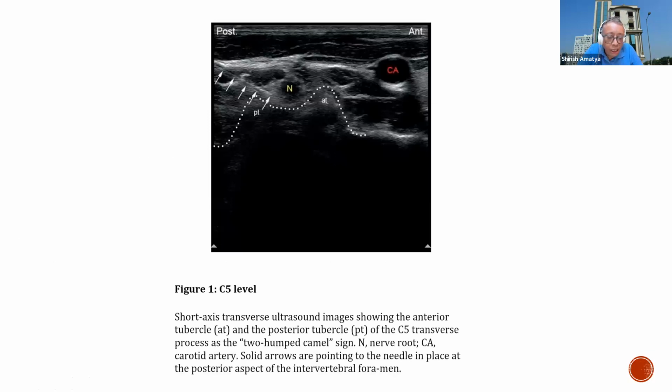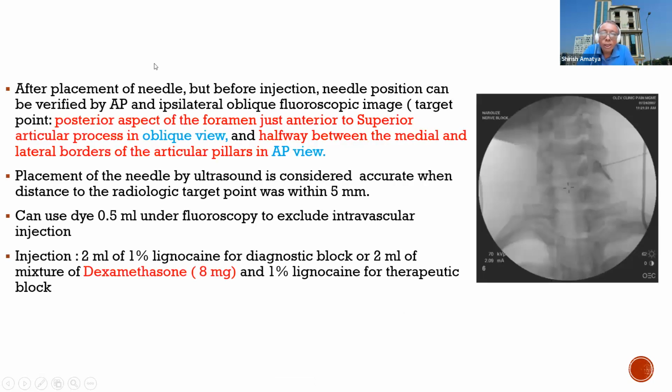Okay, so here we can also use the hybrid technique. Once you achieve this picture with ultrasound, we can also use fluoroscopy to see where my needle is and whether it is safe to inject this area or not. So nowadays the hybrid technique is also used. We first identify the nerve, and we put the needle under ultrasound within this foramen, just behind the nerve, and sometimes we can use fluoroscope.